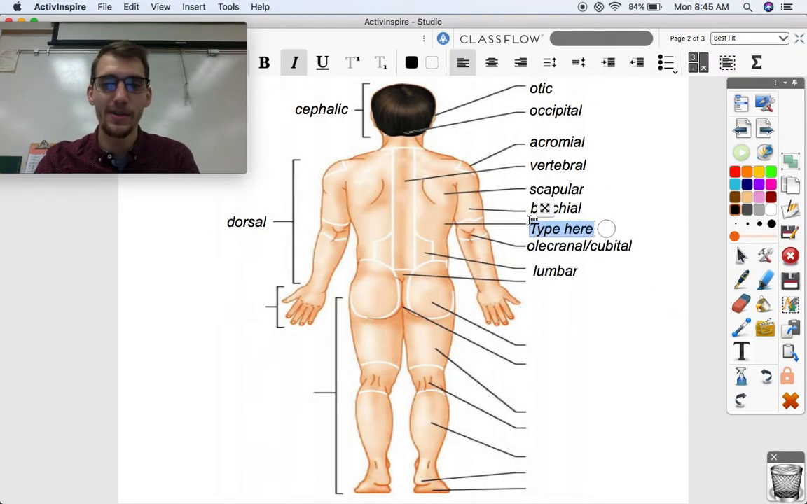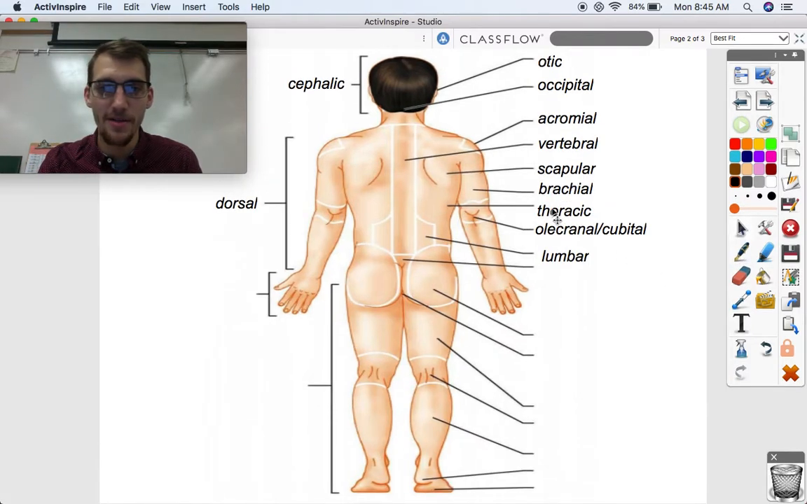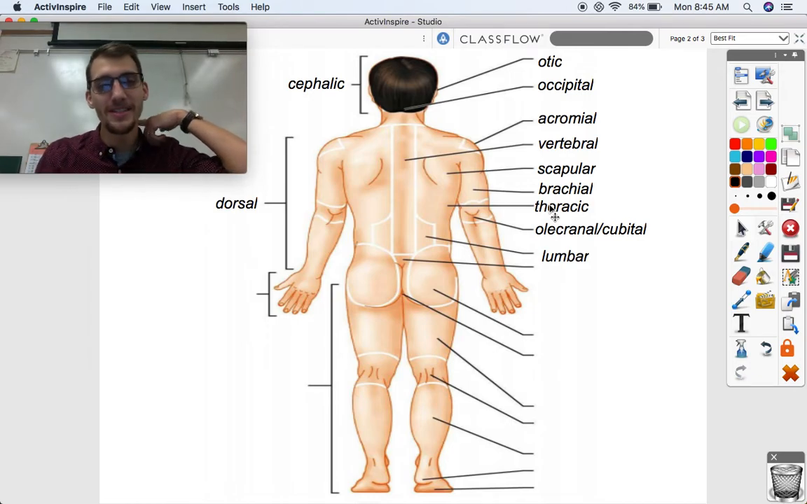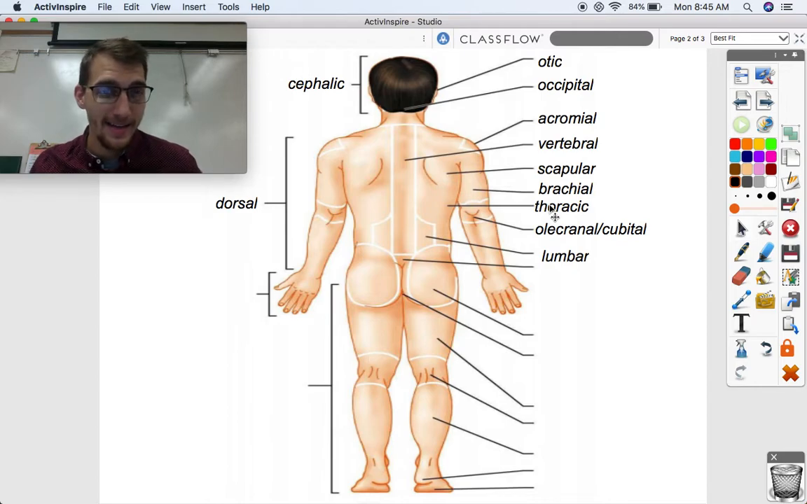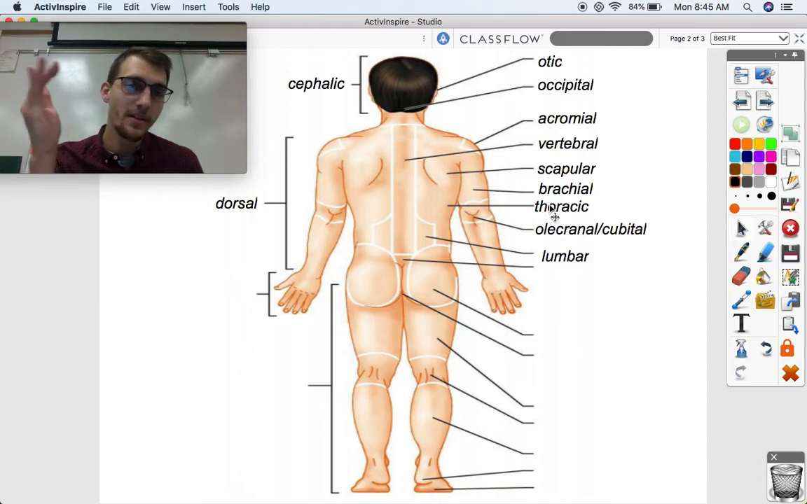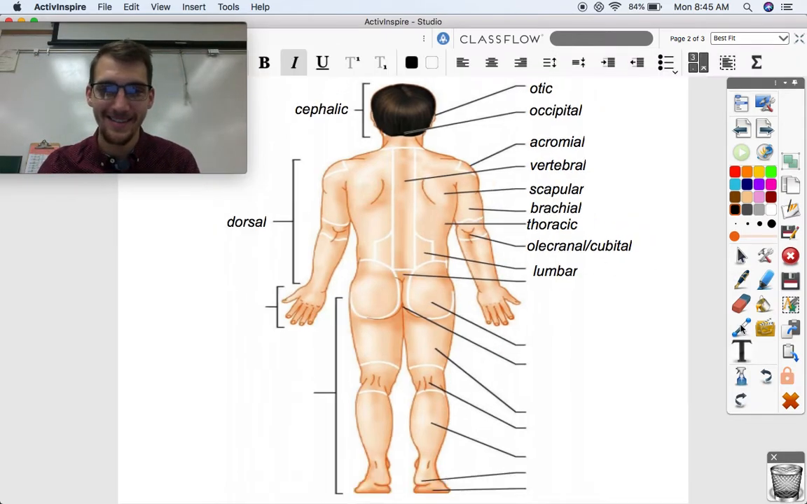Okay, this is referring to the thoracic region. Thoracic region, it's your thorax. Your cervical vertebrae go C1, C2, all the way down to C7. But the middle of your back is called your thoracic vertebrae. So they're called T1, T2, all the way down to T12 until they reach L1, L2, L3. All right, so thoracic.